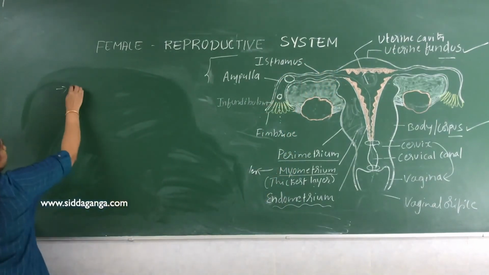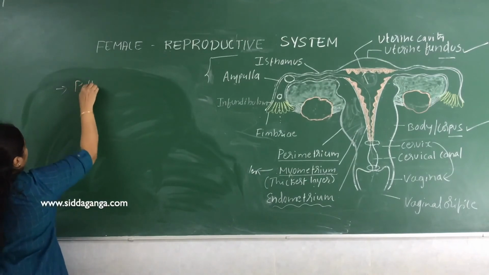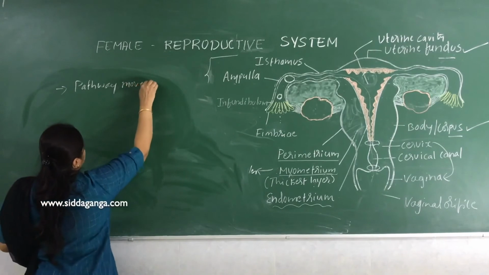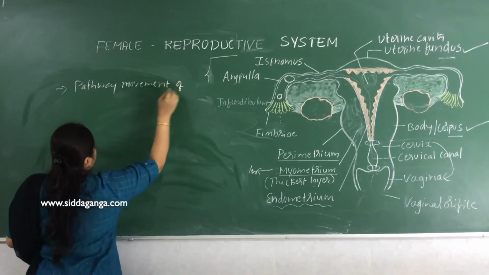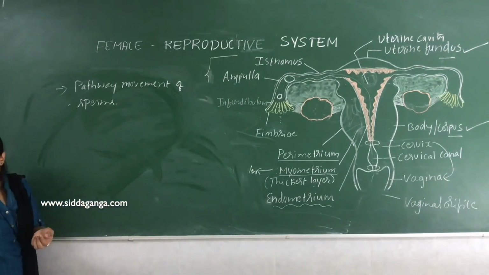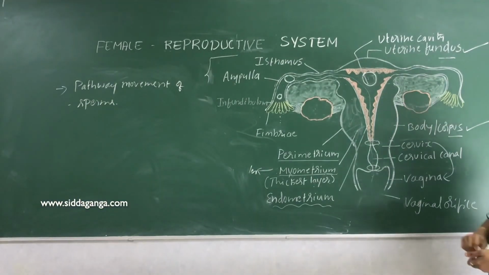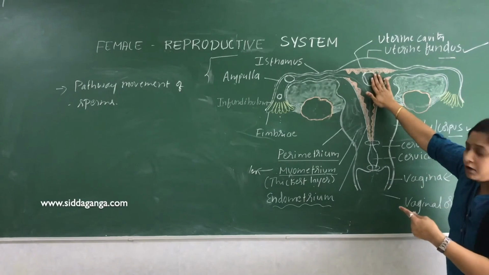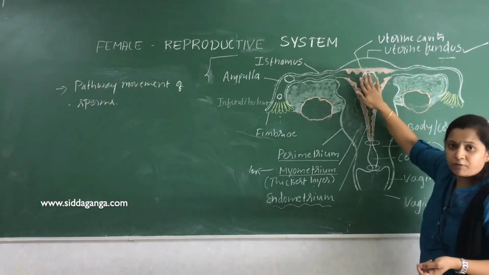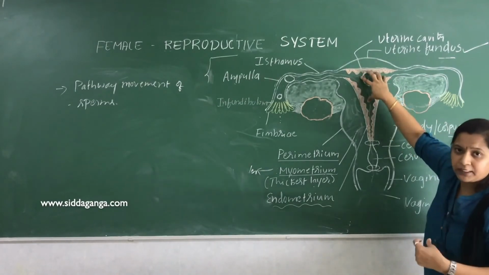So what is the function of uterus? It serves as a pathway for the movement of sperms. Right? So uterus is a site for implantation. Once the implantation happens, the placenta forms. So it is also a site of placenta formation.